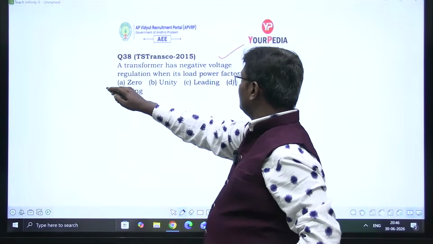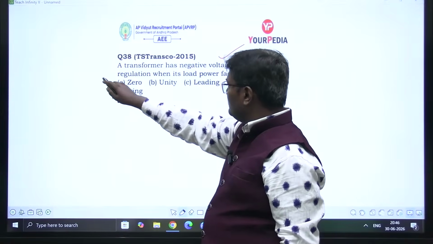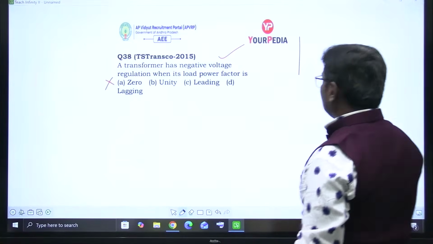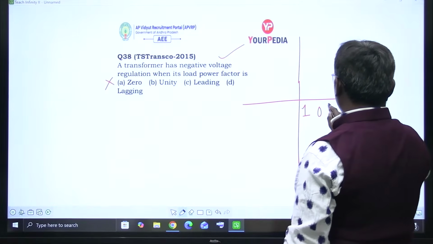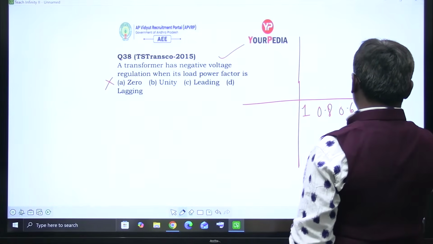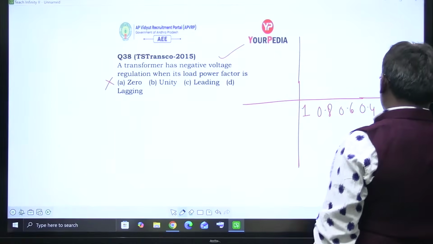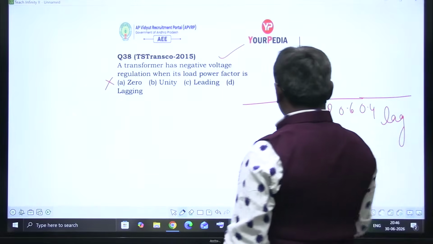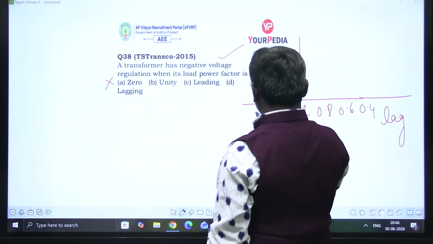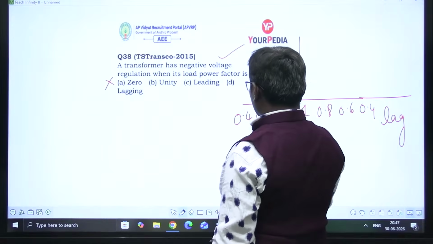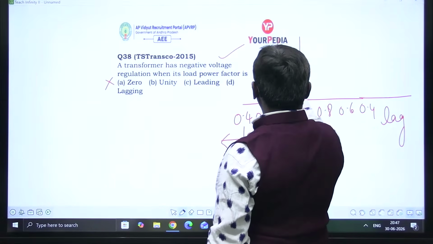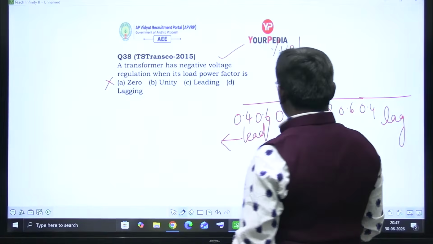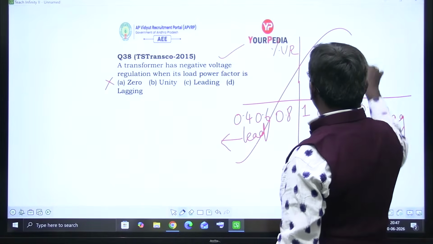Is it 0? No. The power factor is unity. This is 0.8, 0.6, 0.4, and this is called the lagging portion. The 0.8, 0.6, 0.4, and this is the leading portion. And percentage voltage regulation versus power factor, your graph will be like this.